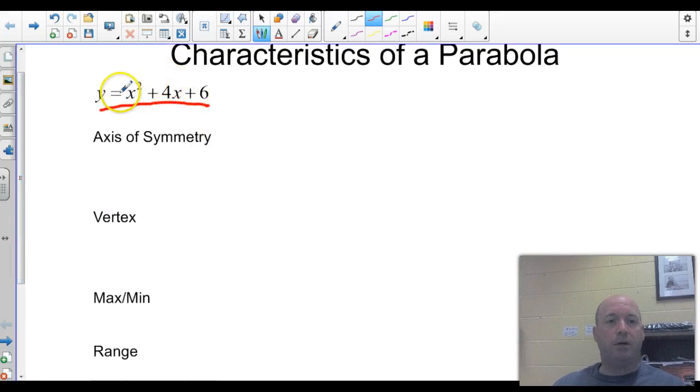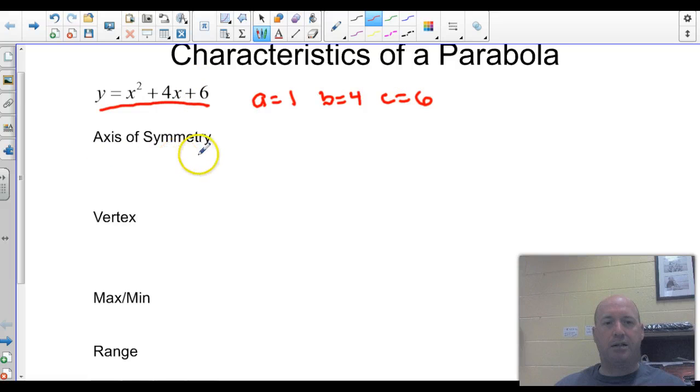So the first thing you're always going to do is make sure that the quadratic, when given an equation, is in standard form. And then we're going to identify A, B, and C. So here, A is always the coefficient of the x squared term or the quadratic term. In this case, it's 1. B is the coefficient of the x term right here, and in this case, it is 4. And C is the constant term, and that is 6.